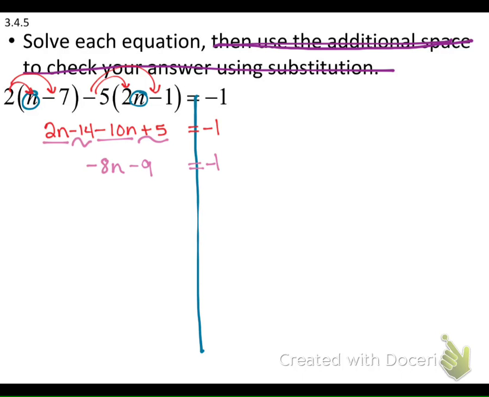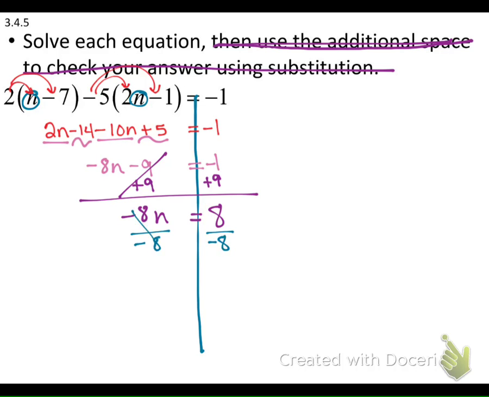If I solve as usual, what do I get rid of first here? Plus 9. So I bring down my -8n equals -1 plus 9, which is +8. Yep. Am I done? No. What do I got to do next? Divide by what? -8. Good, Michael. Yeah. Take that negative with it.